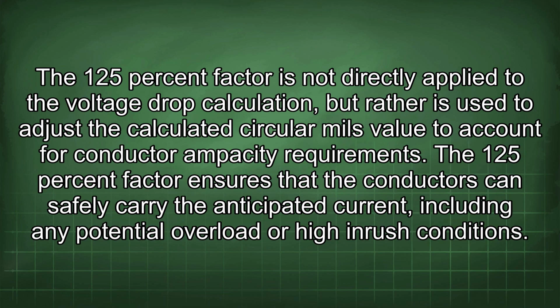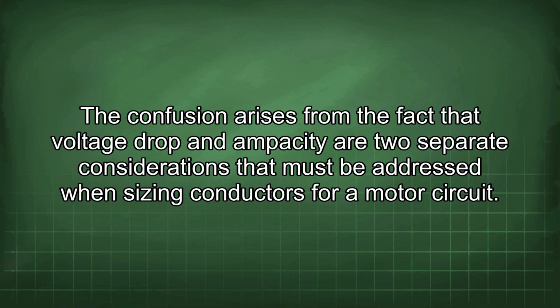The 125% factor is not directly applied to the voltage drop calculation, but rather is used to adjust the calculated circular mils value to account for conductor ampacity requirements. The 125% factor ensures that the conductors can safely carry the anticipated current, including any potential overload or high inrush conditions. A confusion arises from the fact that voltage drop and ampacity are two separate considerations that must be addressed when sizing conductors for a motor circuit.